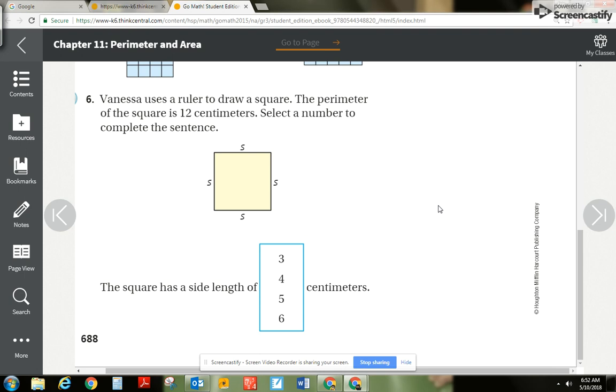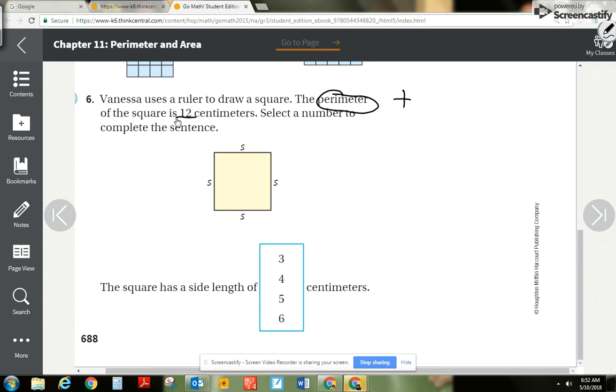We are working on the Go Math 3rd grade chapter 11 review for the test, and it really focuses on perimeter and area. We are on number 6. Number 6 reads, Vanessa uses a ruler to draw a square. The perimeter, pay attention to that P, it goes all the way around. Remember, we have to add.